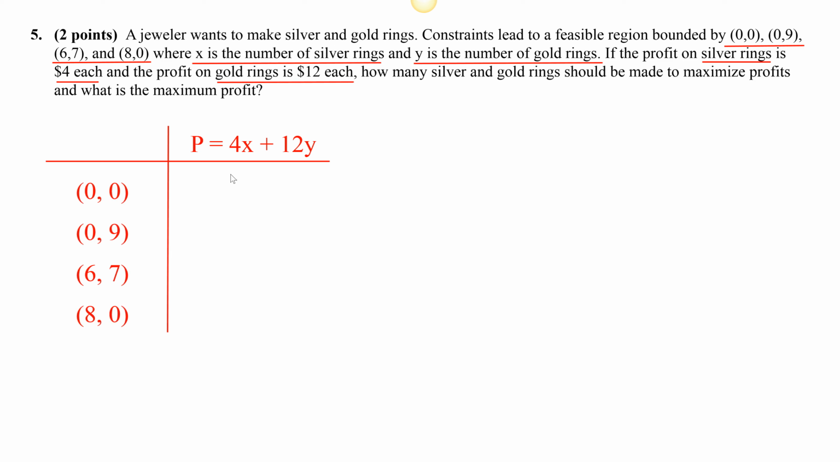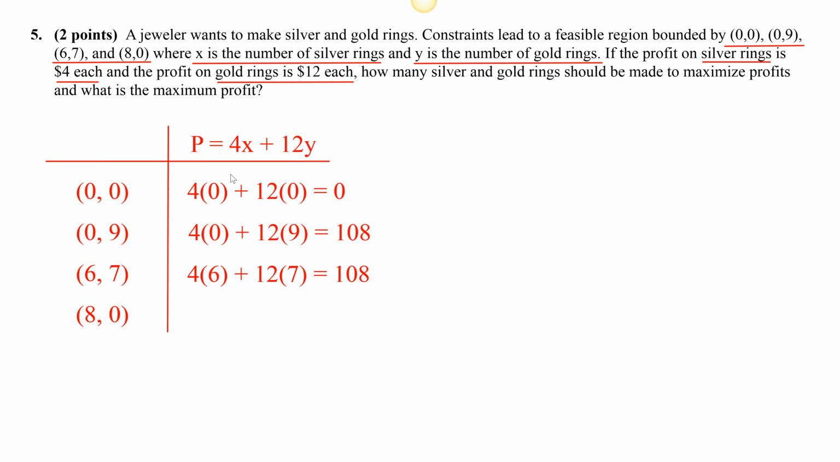So if I list all my corner points, then I'm going to start plugging them into this objective function. For the point 0, 0, I get that our profit is 0. For the point 0, 9, I get 108. For the point 6, 7, I also get 108. And for the point 8, 0, I get 32. Okay. So we want the maximum profit, which occurs at 2 points.